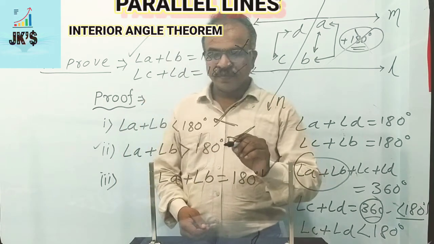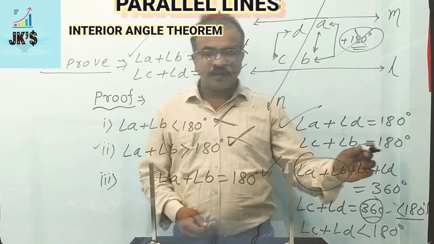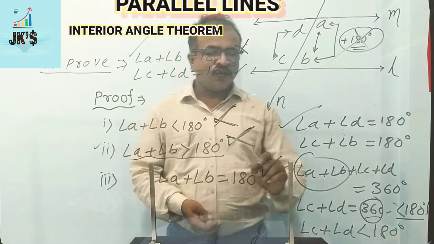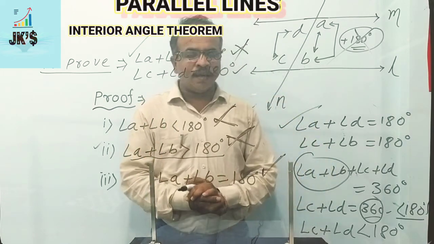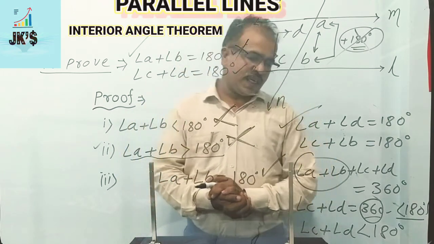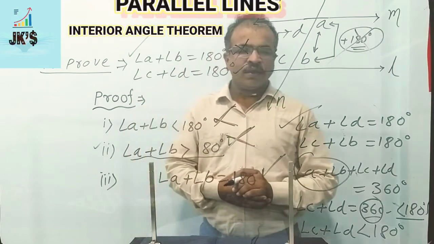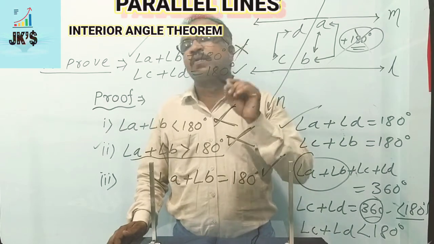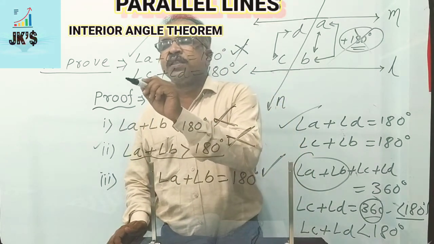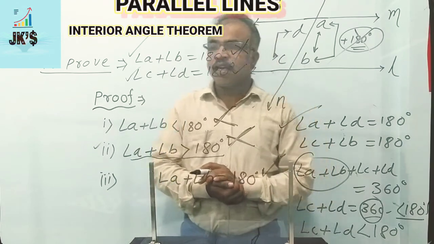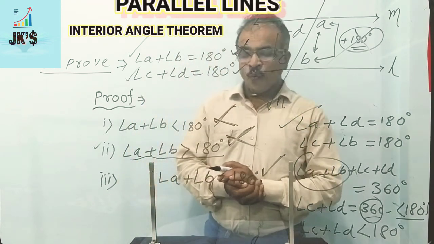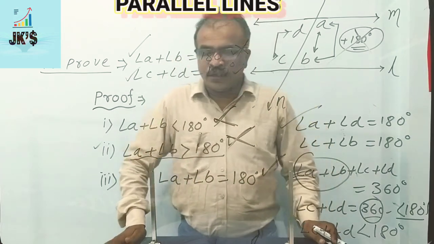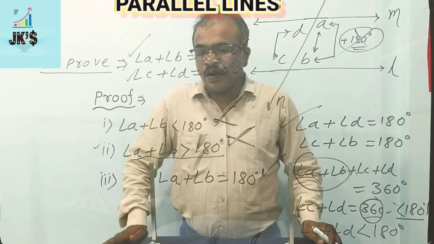From this expression we have proved that this one also is wrong. Then what is true? The sum of angle A plus B is 180. Similarly, by using this same process, it is possible to prove the second statement, that is angle C plus angle D equals 180. This way the interior angle theorem is completed now.